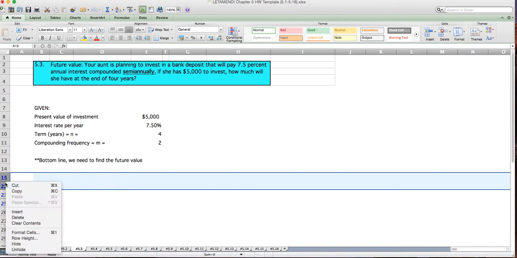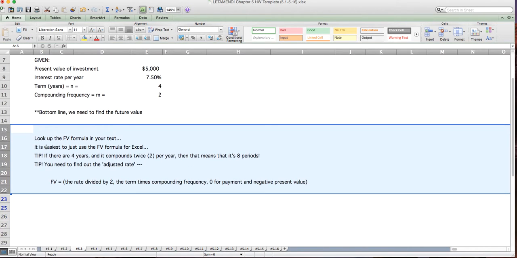That's it. So let's unhide this. So look up the future value formula in your text. The easiest thing to do is just, like I said, use the future value formula in Excel. If there are 4 years and it compounds twice a year, then that means that there's 8 periods. All right, so that's important to know. Another tip is that you need to find out what the adjusted rate is.